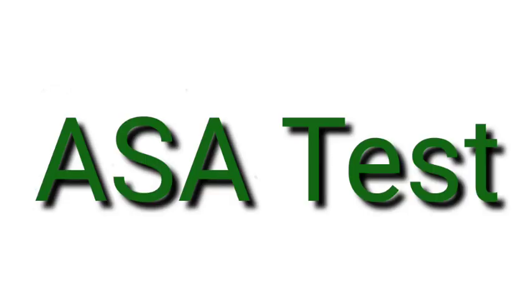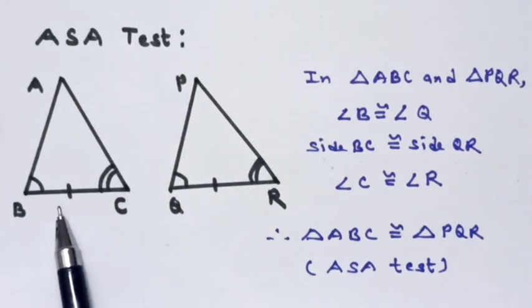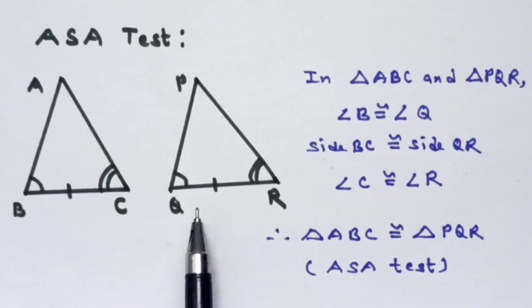ASA test, the angle-side-angle test. Here you can see the side is in between two angles. So let's learn the ASA test. If two angles and the included side of a triangle are congruent to two corresponding angles and the included side of the other triangle, then the two triangles are congruent to each other. Here, two angles and included side, two angles and included side.